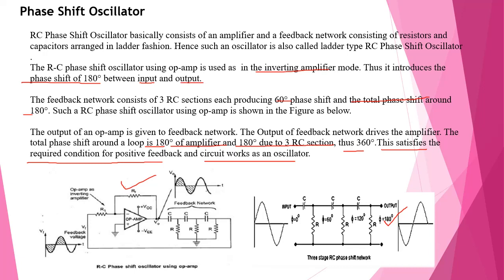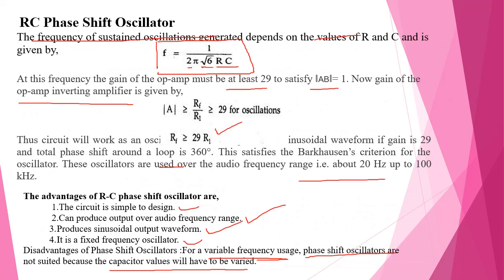This satisfies the required condition of positive feedback, and the circuit works as an RC phase shift oscillator. Then the frequency of the sustained oscillation generated, depending on the values of R and C, is given by f equal to 1 divided by 2 pi root 6 RC. At this frequency, the gain of the op-amp must be at least 29 to satisfy the condition that the magnitude of A into B is equal to 1.